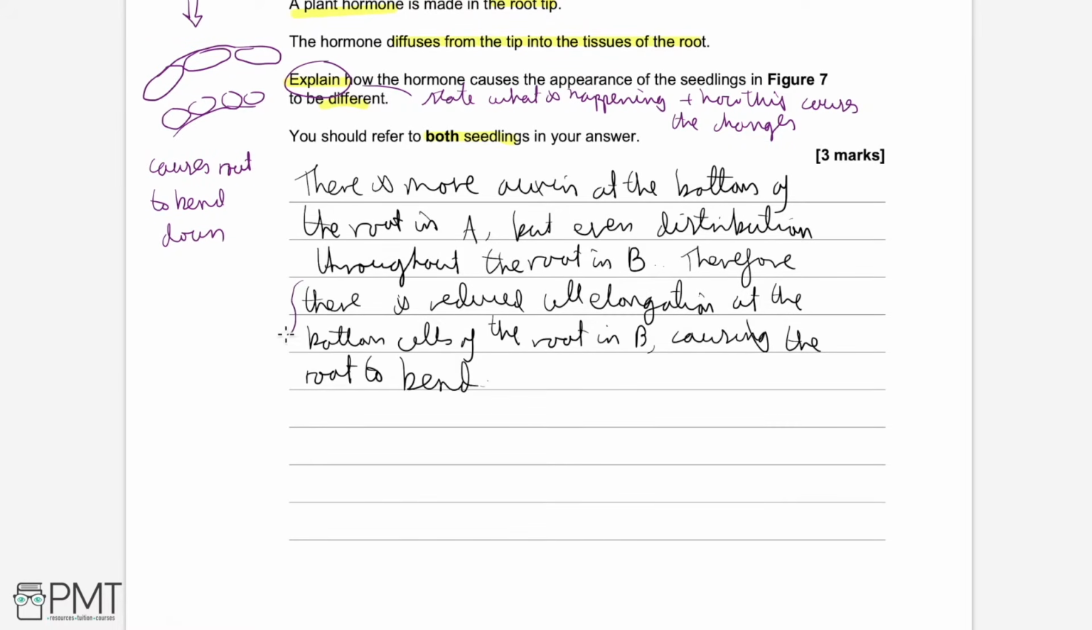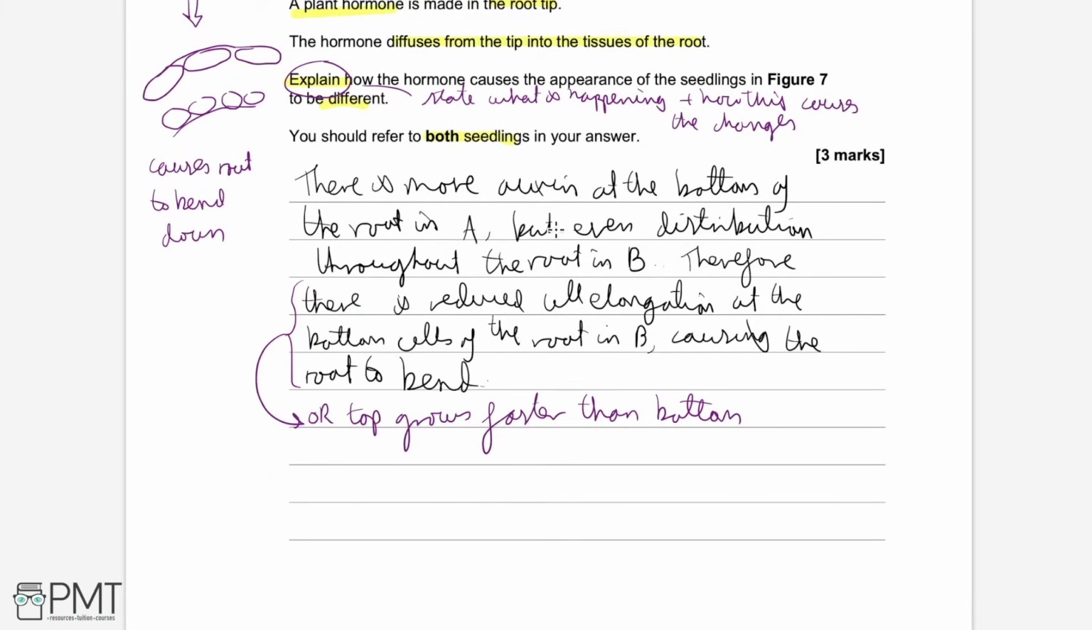Instead of discussing root cell elongation here, you could also talk about the rate of growth. For the last point, you can instead have said that the top grows faster than the bottom.